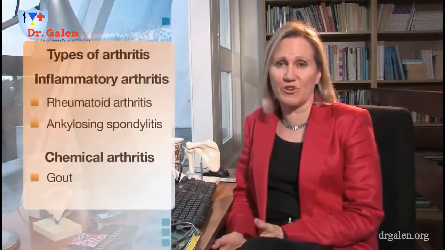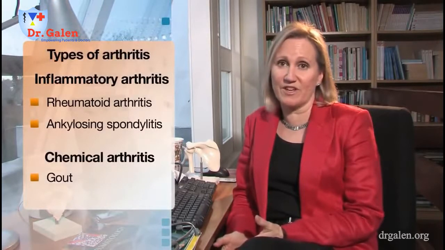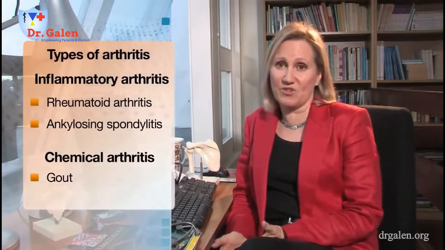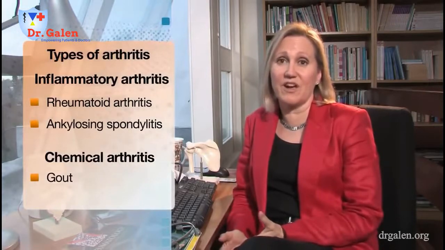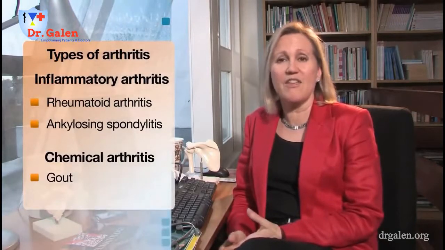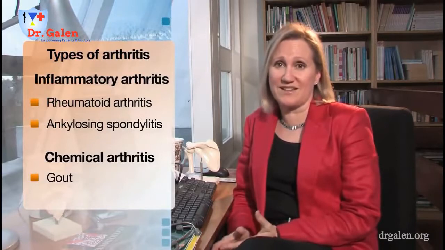Arthritis is mainly due to wear and tear of the joints, the bone ends rubbing together. Some kinds of arthritis are due to inflammation in and around the joint. Rheumatoid arthritis is a typical example of this, but there's also ankylosing spondylitis, which is a kind of inflammatory arthritis. Then there are chemical kinds of arthritis like gout, which is due to crystals inside the joint space.